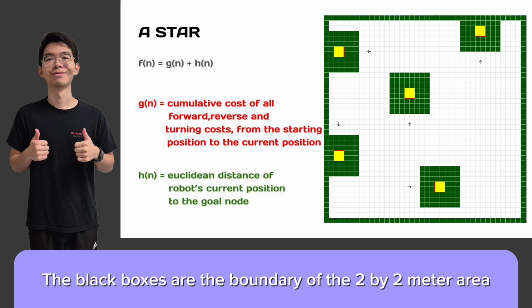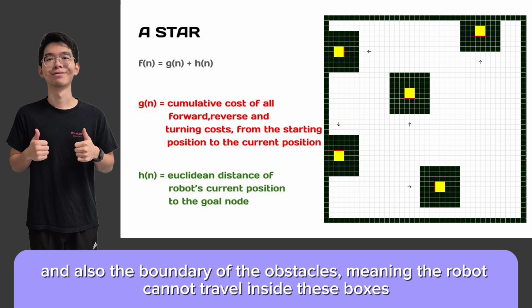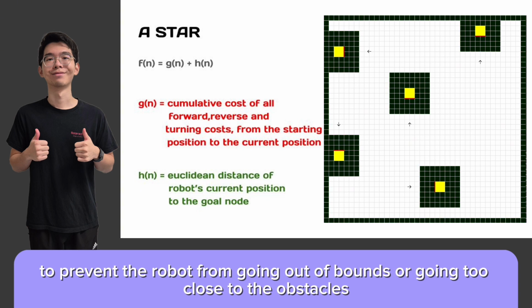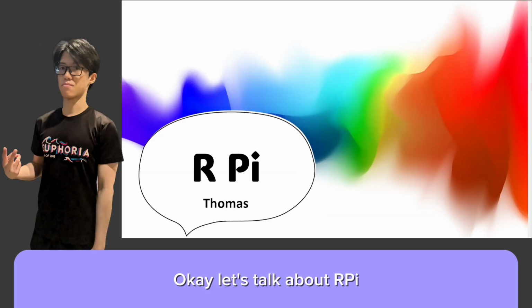The black boxes are the boundary of the 2x2 meter area and also the boundary of the obstacles, meaning the robot cannot travel inside these boxes, to prevent the robot from going out of bounds or going too close to the obstacles. Okay, let's talk about RPi.